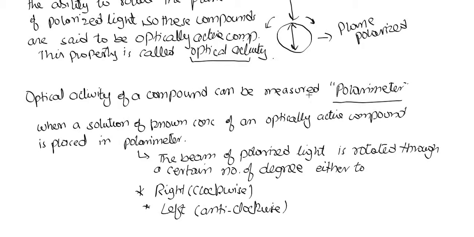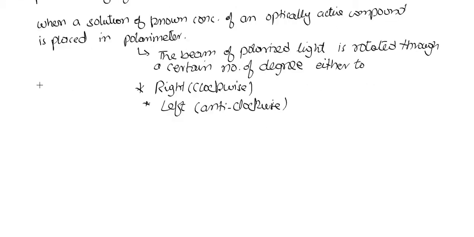I am again explaining. Optical activity of a compound can be measured with the help of a polarimeter. When a solution of known concentration of an optically active compound is placed in a polarimeter, the beam of light is rotated through a certain number of degrees. This plane of polarized light can be rotated to the right or to the left, clockwise or anti-clockwise, by some degree. It explains that this compound is optically active. Okay, I am explaining again. Let's suppose it is a light source.